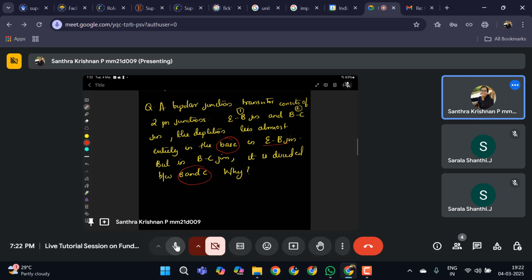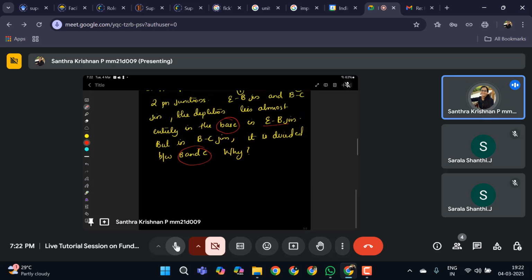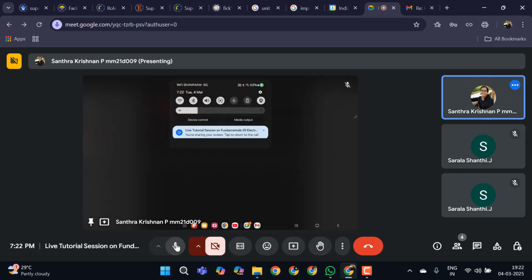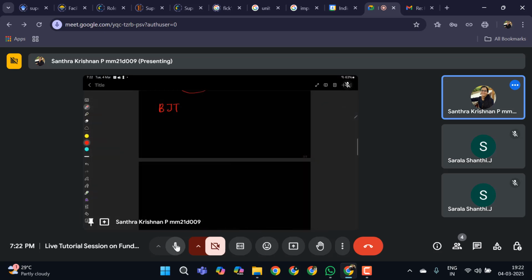So have you got the answers? Otherwise, I will tell you why. Okay, so basically, in a BJT, you have the emitter base junction and the base collector junction. It is told that in the emitter base junction, the depletion region lies entirely in the base. And in case of the other junction, it lies equally, meaning that half of it lies in the base region, half of it lies in the collector region.